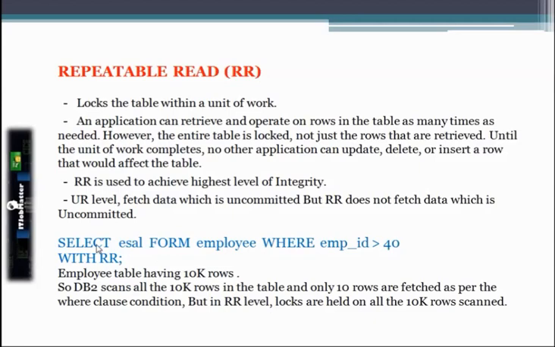Let's try to understand this by one example. Suppose I'm running a query, select employee salary from employee table where employee ID is greater than 40 with repeatable read as isolation. Now let's suppose that the employee table has 10k rows. Although this query is going to fetch only 10 rows, RR level of isolation will lock all the 10k rows in this case.